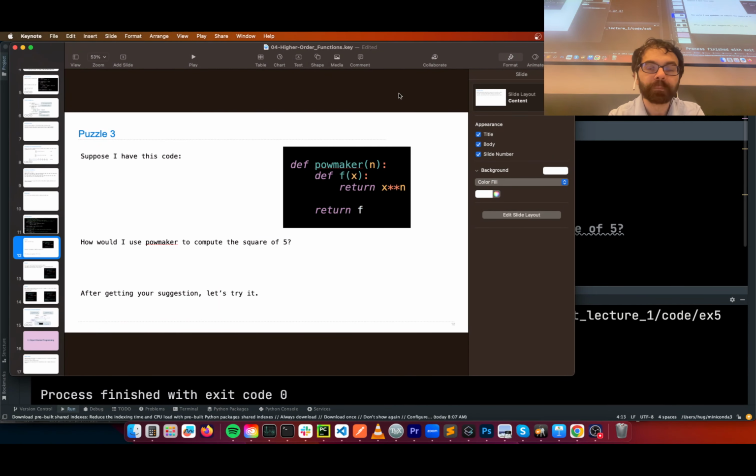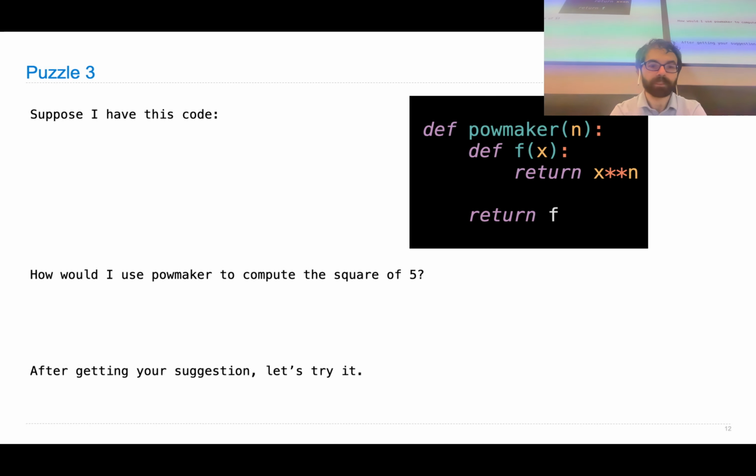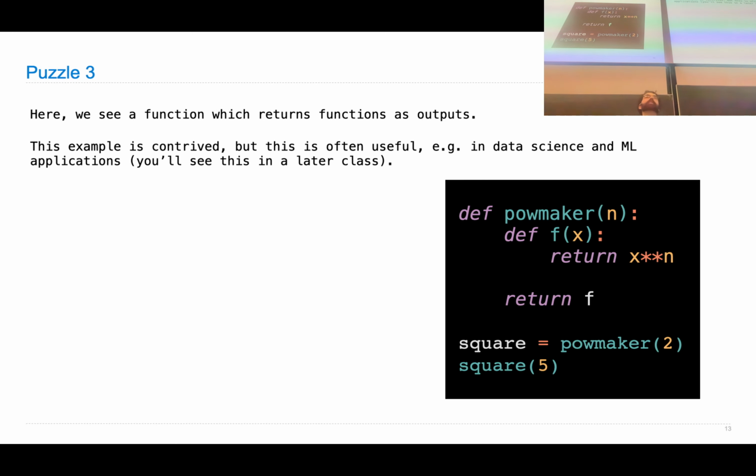I'm not going to take questions quite yet. So this is an example of a function which returns a function as an output. This example is a little silly, but when you get to classes where you need to optimize functions, there are cases in data science and machine learning in particular where I see this all the time, where I have functions that return functions.